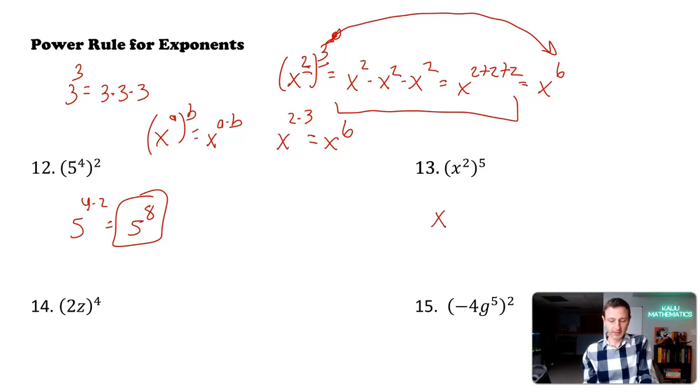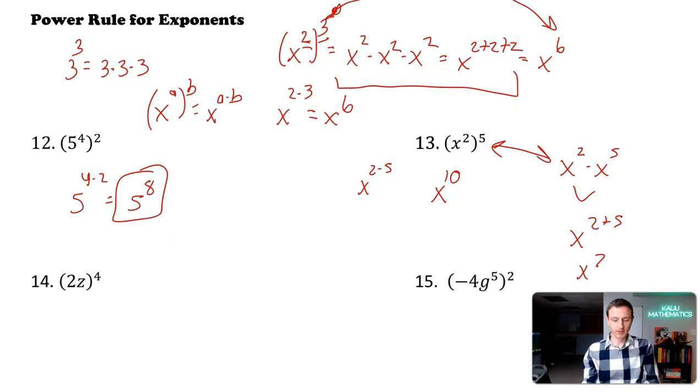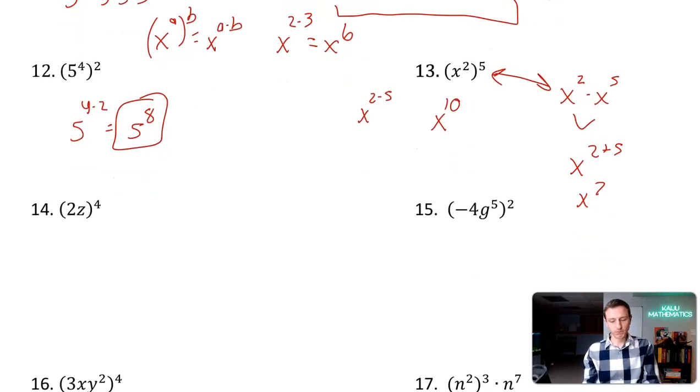Number 13, x to the 2 times 5 is 10. So I'm multiplying 2 times 5, power to a power. Not to be confused with x to the 2nd times x to the 5th. These are two different problems. When we have this scenario of x to the 2nd times x to the 5th, that is 2 plus 5 to get 7. So here is just x to the 10th.